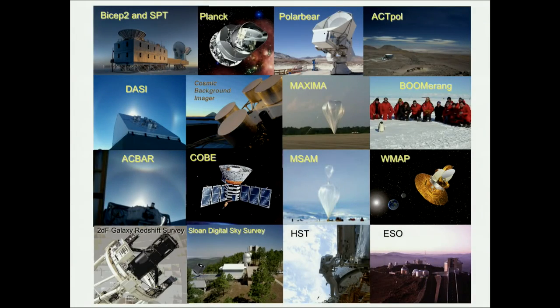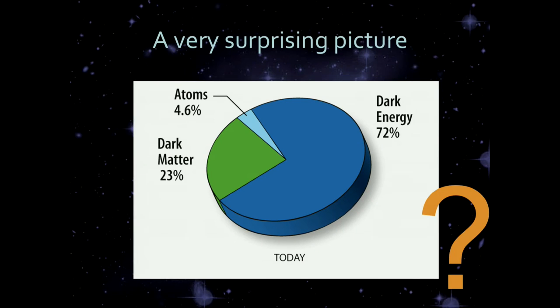Since 1998, there have been several experiments, and a lot of data coming from different experiments, from the ground and in space, different collaborations looking at different things. And they all seem to point towards the same surprising picture of the universe: a universe which is mainly dark. Ordinary atoms, ordinary matter, all human beings, and basically stars, account for at most 5% of the total energy budget in the universe. The rest is basically unknown.